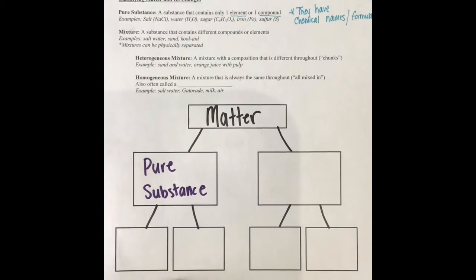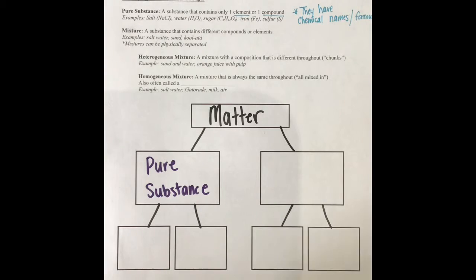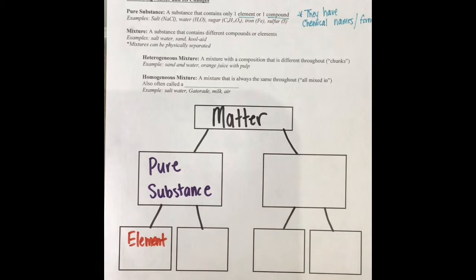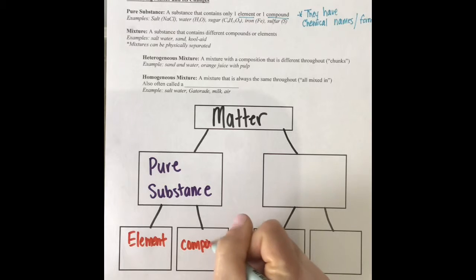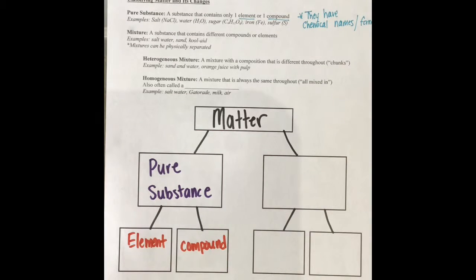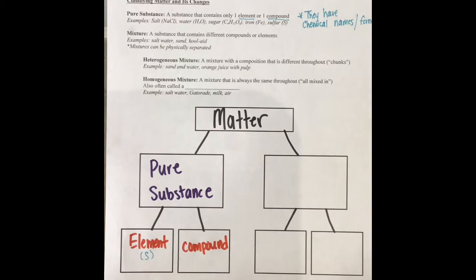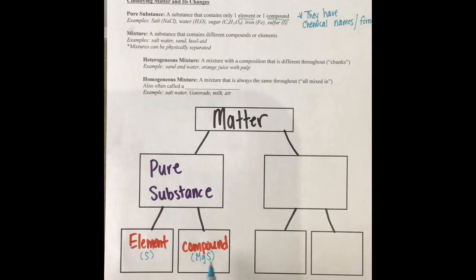Okay, so on your chart, you are going to fill in that pure substances can either be an element or it could be a compound. And if you want to fill in an example for that, an element would be something like sulfur, S. A compound could be like magnesium sulfide, one or more elements together.